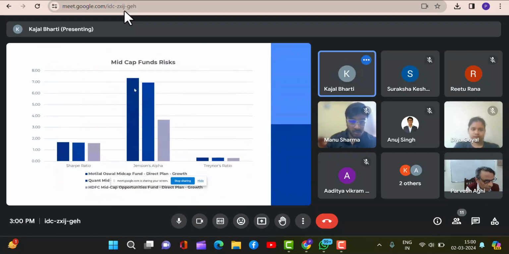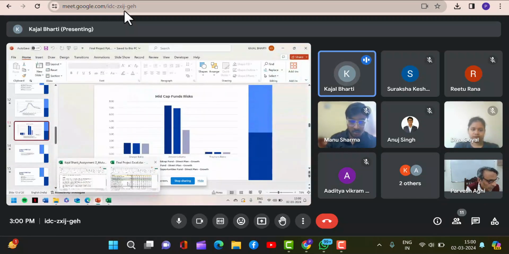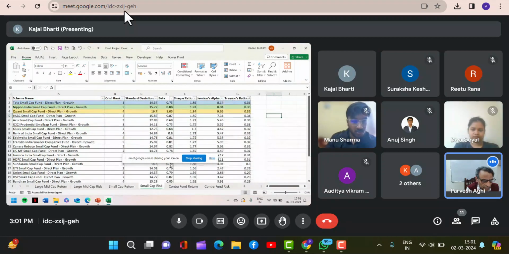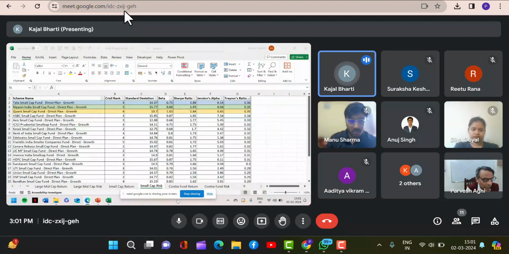Moving ahead, now again I'll take the Excel and explain using the Excel itself about the risk. When I took the risks, first I started with the Treynor ratio. In the Treynor ratio, what I was able to see is that Tata was the highest, with 0.36.